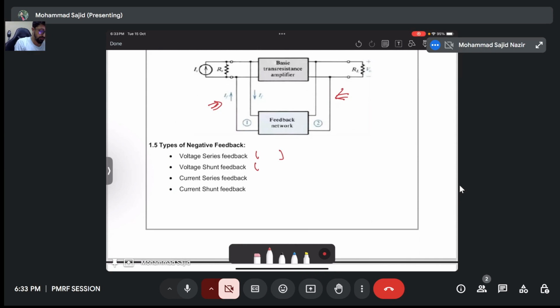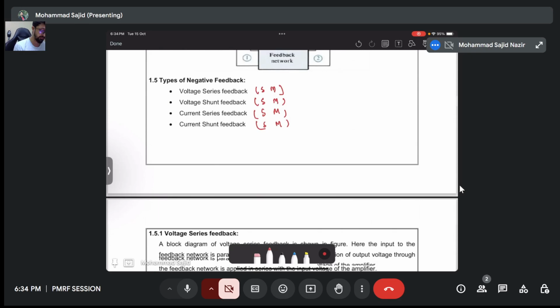Just to remember what it is: first one is sampling, then mixing. So you are taking the voltage at the output and adding the voltage at the input. You are taking the voltage at the output and adding the current at the input. You are taking the current at the output and adding a voltage at the input, and you are taking the current at the output and mixing the current at the input. So these are the four types of negative feedback.